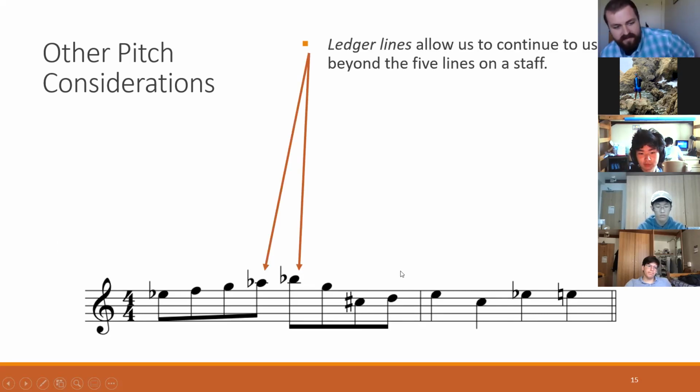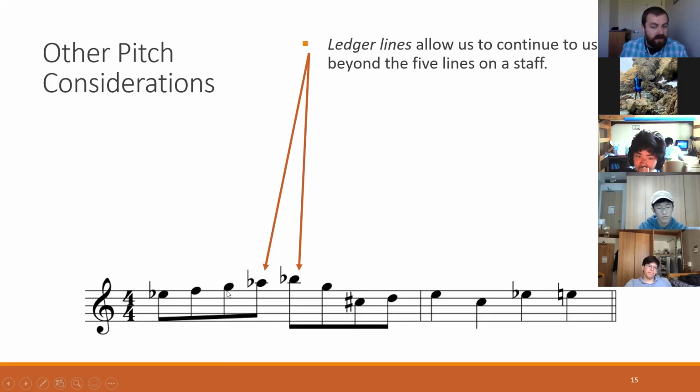Let's talk about those little lines that we just saw a second ago. These are called ledger lines. They allow us to continue to use pitches beyond the 5 lines of a staff. Just because the staff ends doesn't mean that we can't have pitches above it. Every instrument, every performer, different situations call for pitches that are above or below the staff. So all we do is draw them in.